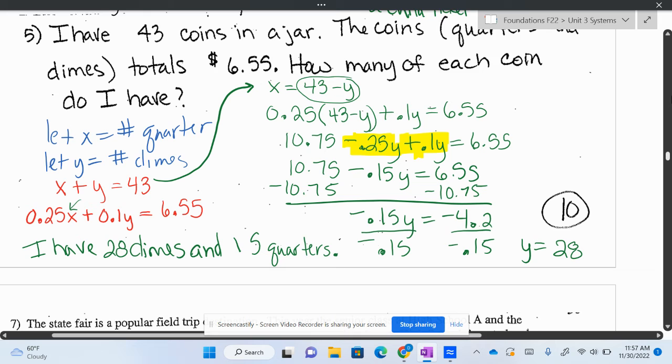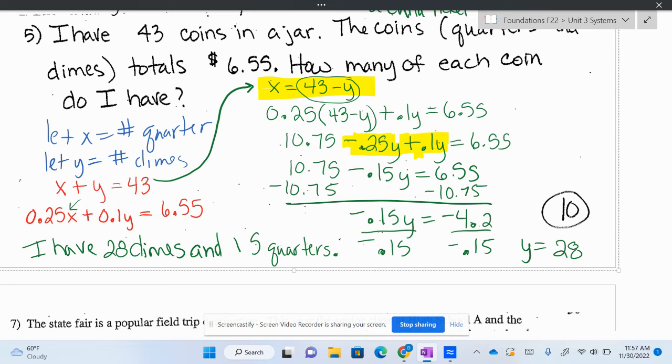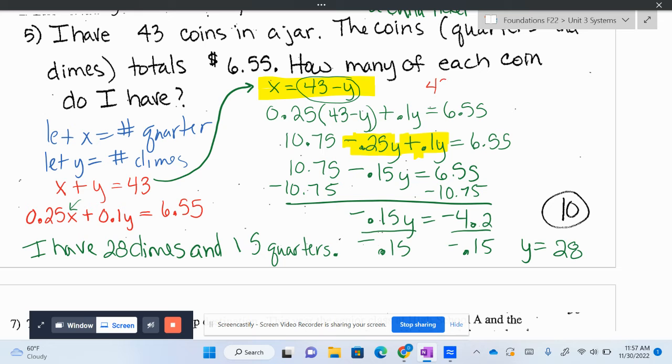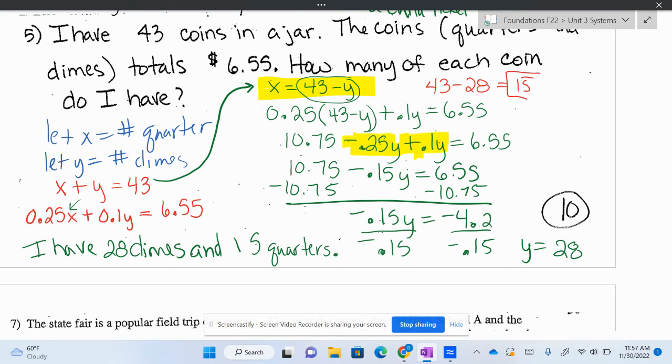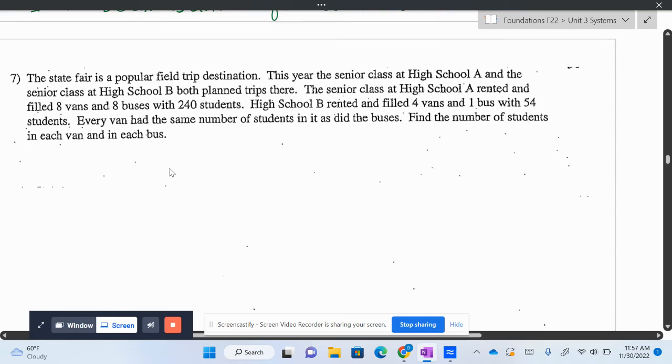Okay. So do you see this right here, this equation? We know that x is 43 minus y. So I said, what is 43 minus 28? And that's 15. So that's what x is. Okay. Does that make sense? Are you sure? Okay.